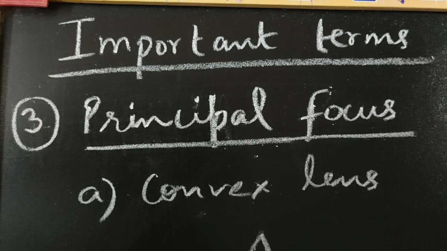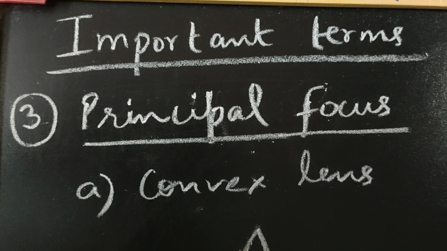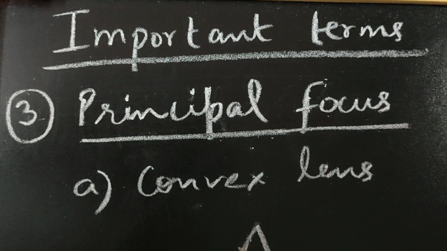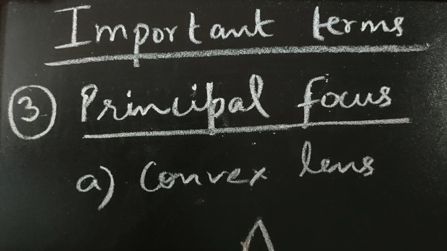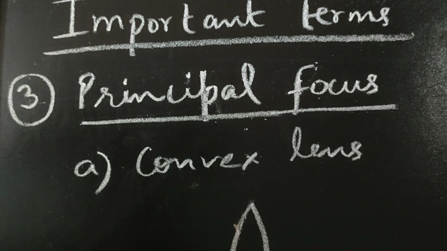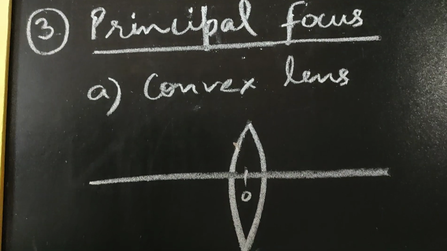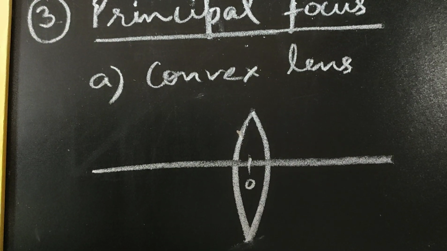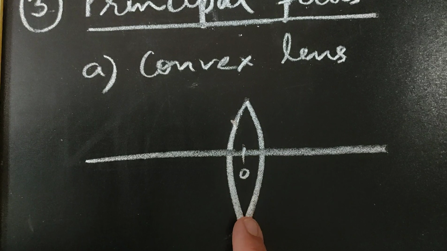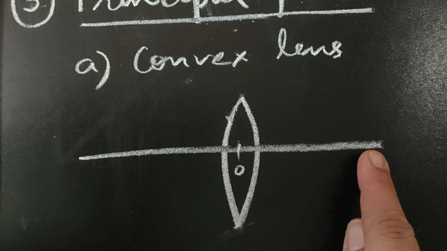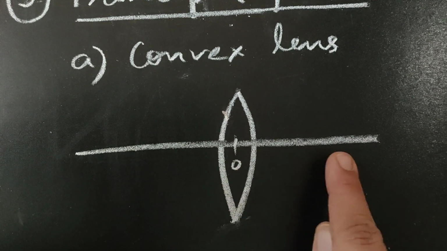Next is principal focus. This is one of the most important terms that we are going to define for lenses, and we'll do it separately for both the lenses. So first let us define the principal focus of a convex lens. I have drawn a convex lens here, and I have also drawn the imaginary line, that is the principal axis.